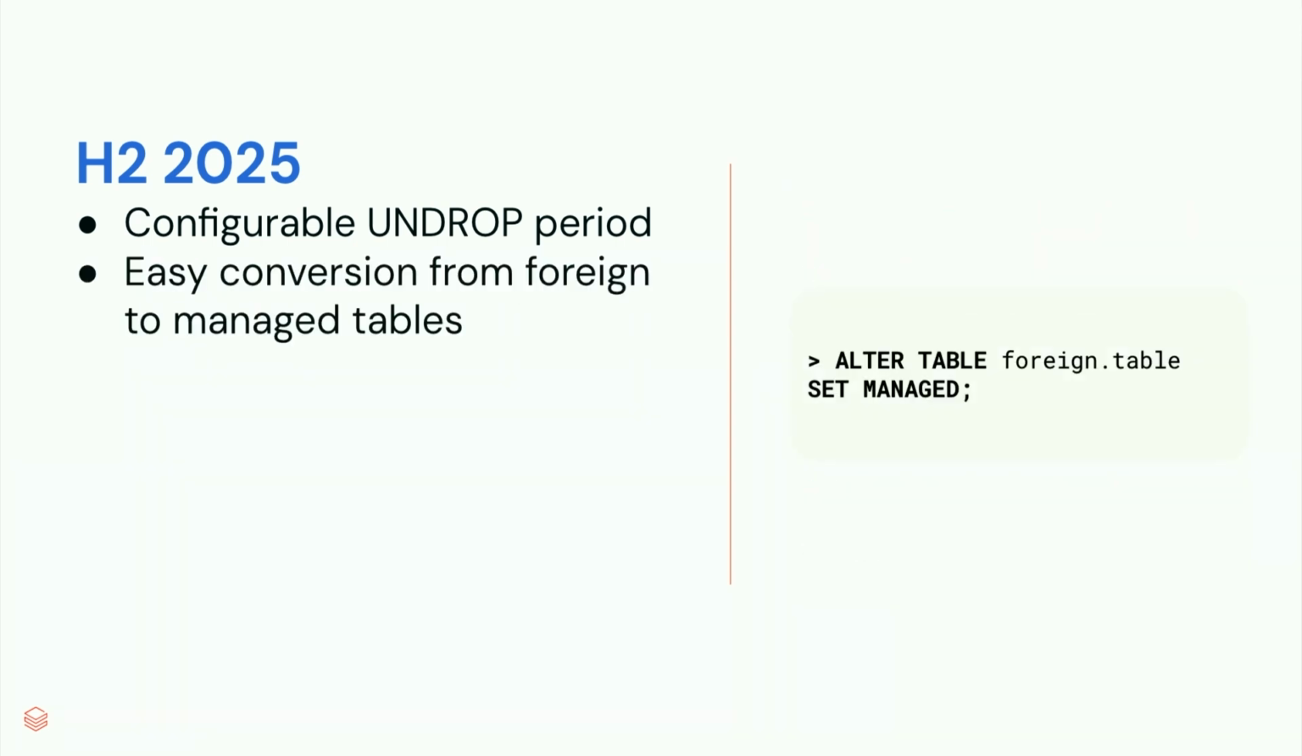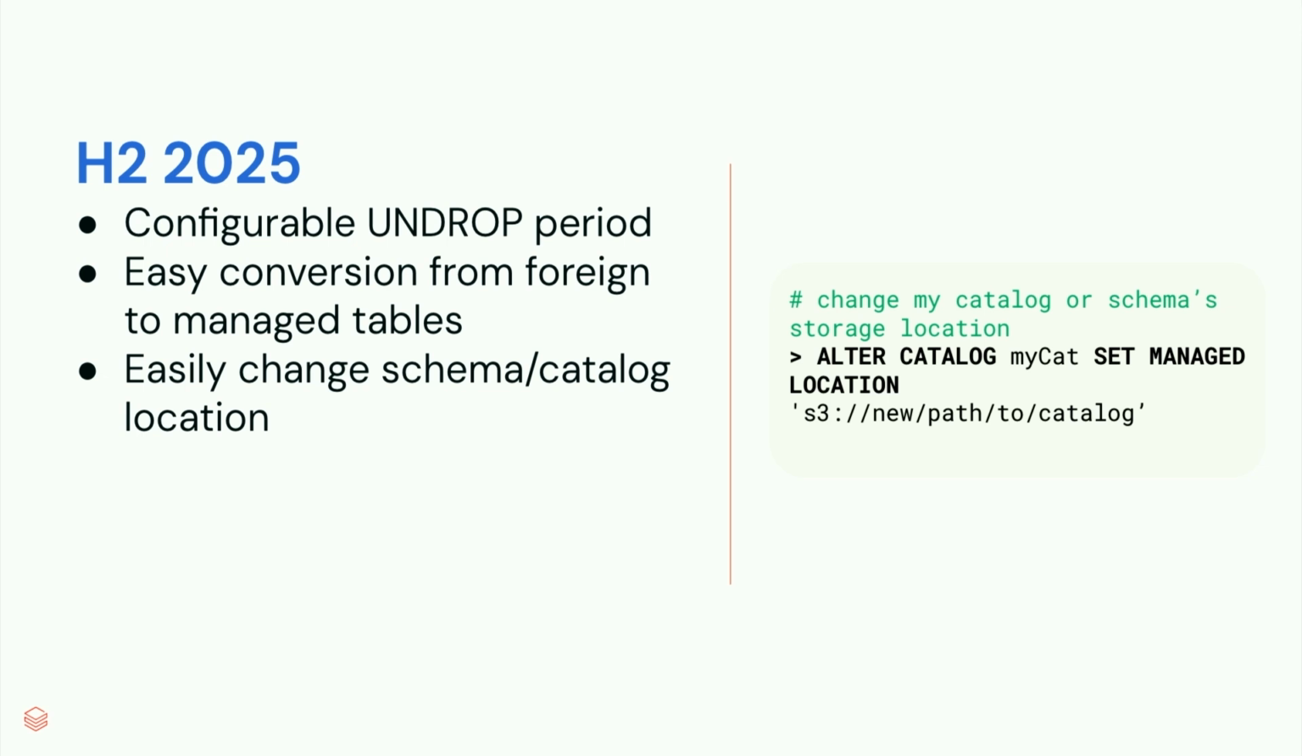Next, we talked about the easy conversion command from external tables. We're also working on one for foreign tables as well. So foreign tables, of course, are ones where there's another catalog, a foreign catalog that we're federating to. And so converting those tables to managed, easily changing a catalog and schema's location.